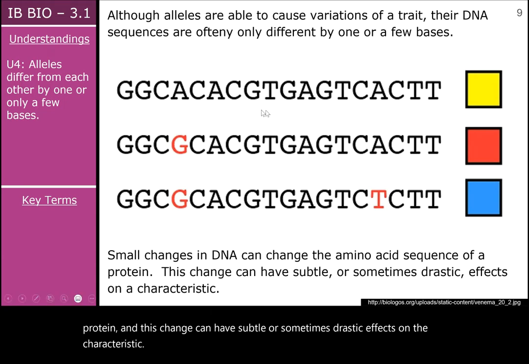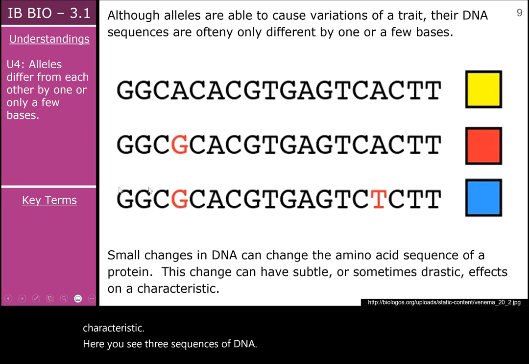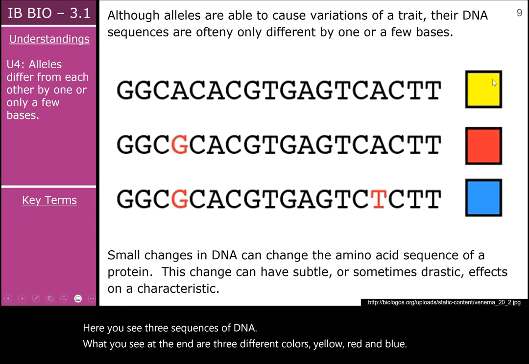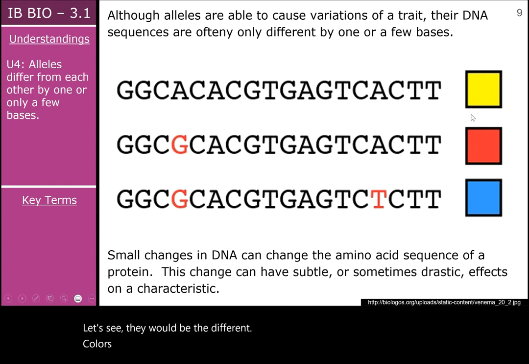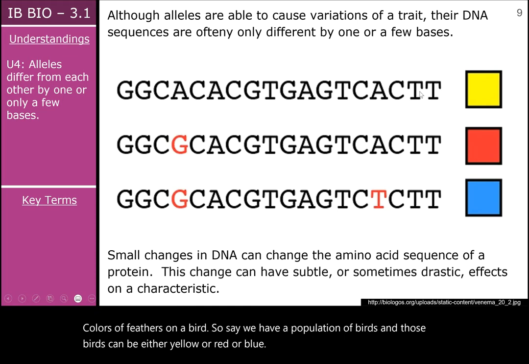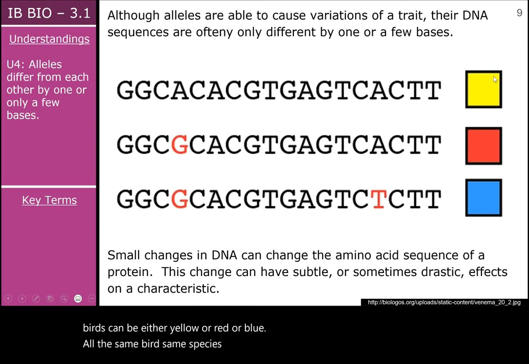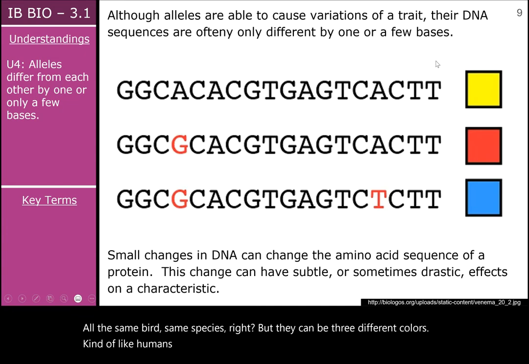Now here you see 3 sequences of DNA. What you see at the end are 3 different colors: yellow, red, and blue. If we imagine that these phenotypes, or these colors, would be the different colors of feathers on a bird. So say we have a population of birds, and those birds can be either yellow, or red, or blue. All the same bird, same species, right? But they can be 3 different colors. Kind of like humans have a ton of different skin tones, right?